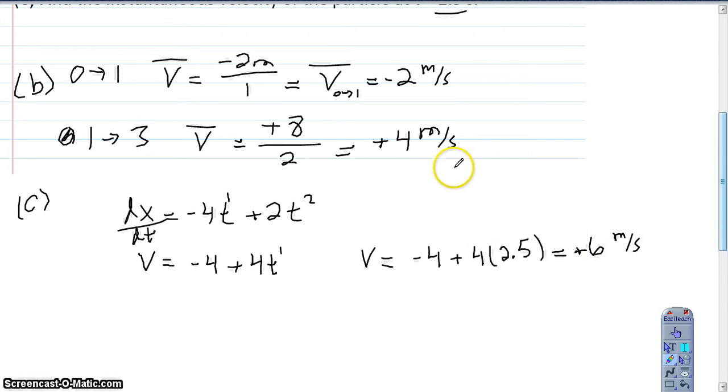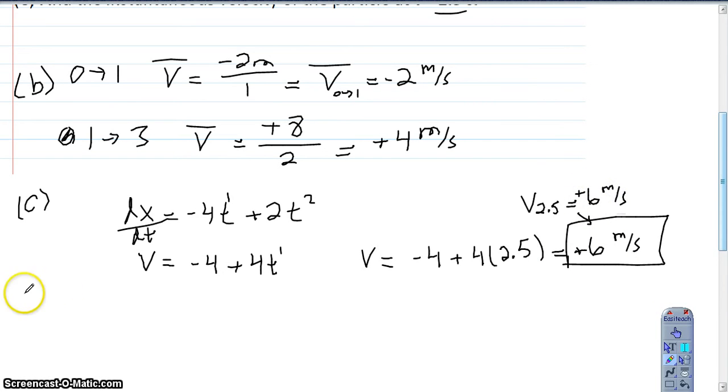Let's pause for a second to make sure that makes sense. I know that the average velocity from 1 to 3 seconds was only 4 meters per second, but at 1 second, didn't we actually start with a negative velocity? So by the time we're towards the end of that interval, we're going to have to be in the positive range to balance that back out and give me an average of 4. But in any case, I hope that this process isn't too bad. So my velocity at 2.5 seconds is positive 6 meters per second. I should include both the positive sign and the units.